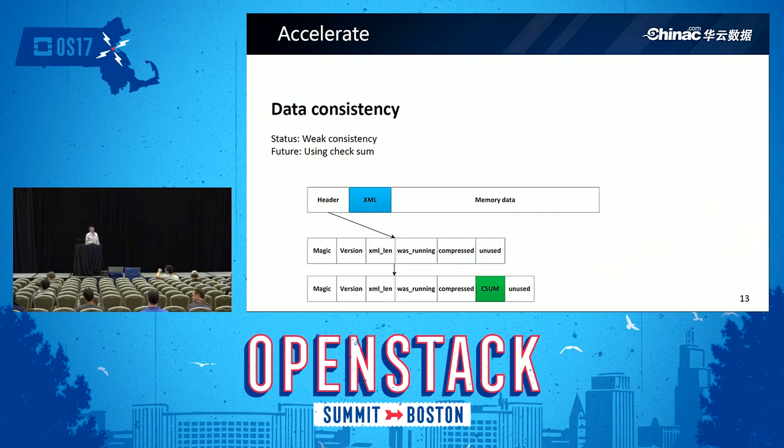So another approach we consider is doing some checksums on the VM state header. Just look at this picture. The header, XML file, and memory data: this is libvirt's VM state format. The header includes magic, version, XML length, was running, compression, and unused. We use the last unused field to do the checksum. But it still has issues. It will cost a lot of time to calculate the checksum. So it's still a problem.